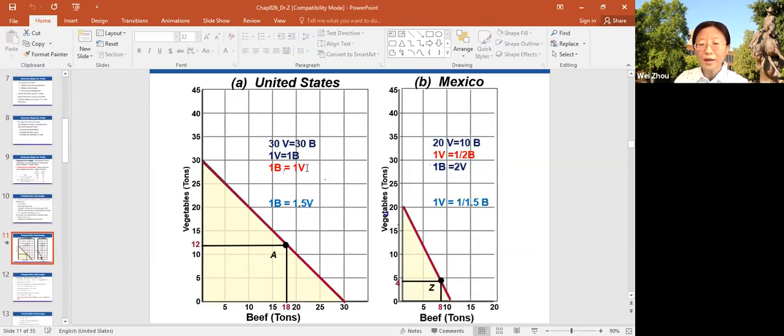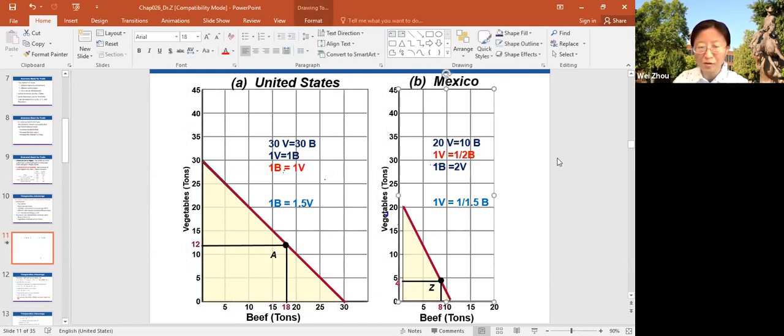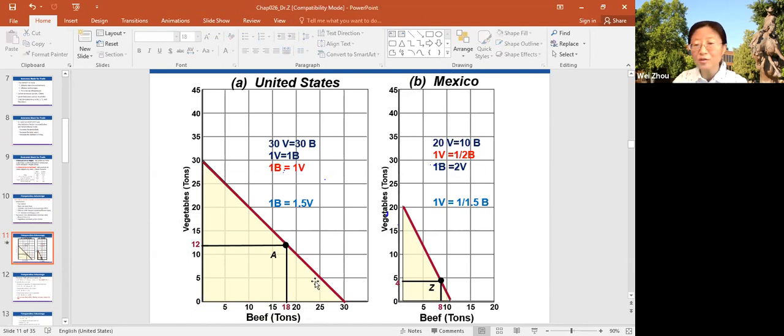Here, don't worry about the numbers. Let's just take a look. We have two countries: one is the United States, another is Mexico. This is just a pure model explanation and has nothing to do with the real world. I want to emphasize that, just in case you want to argue with me. This is purely for understanding the theory of international trade.